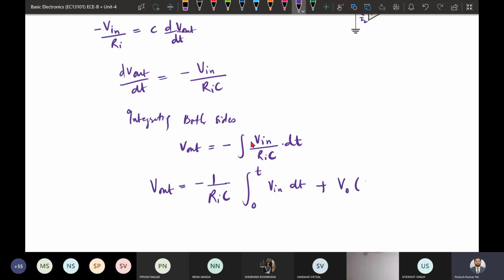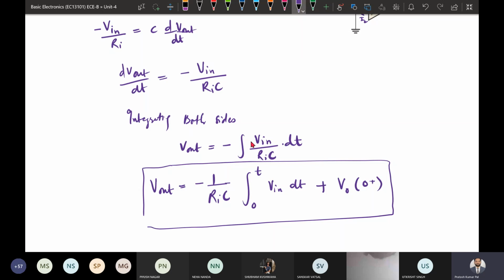So after integrating we get a constant. That constant will be with respect to the initial condition, if some initial condition is given. This is because of the initial value of the capacitor. So after integration some constant terms are available, and that constant term will be with respect to the initial value of the capacitor.